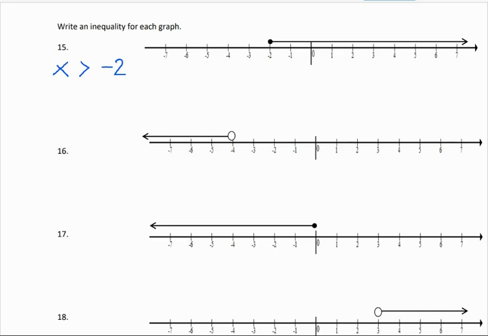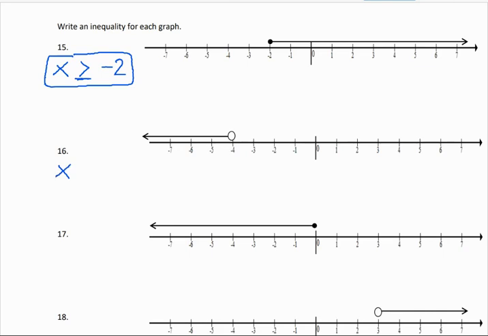On 15, it's a closed circle, so that means I need the line underneath. So x is greater than or equal to -2 is my answer. Do you follow that? Yes? So for 16, if we do that one, we'll have my variable of x.